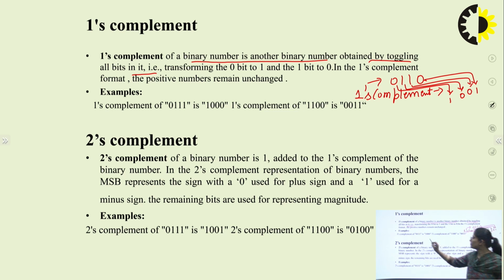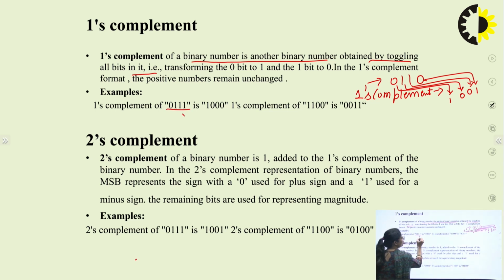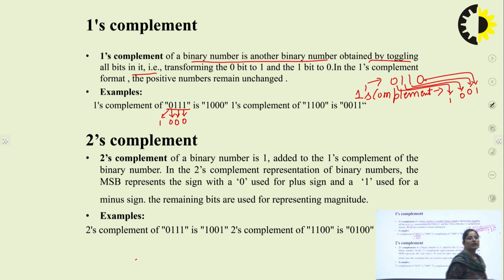So here an example is also given: 0, 1, 1, 0. When we take the 1's complement of 0, 1, 1, 0, 0 will be converted to 1, 1 will be converted to 0, again 1 will be converted to 0, and 0 will be converted to 1, and we will get 1001 in our result. Again, the 1's complement of 1, 1, 0, 0: again we change each bit, 1 to 0, 1 to 0, 0 to 1, and 0 to 1. So we will get the result here, that is 0 0 1 1. That's all about the 1's complement of a number, and that comes under the r minus 1 category.